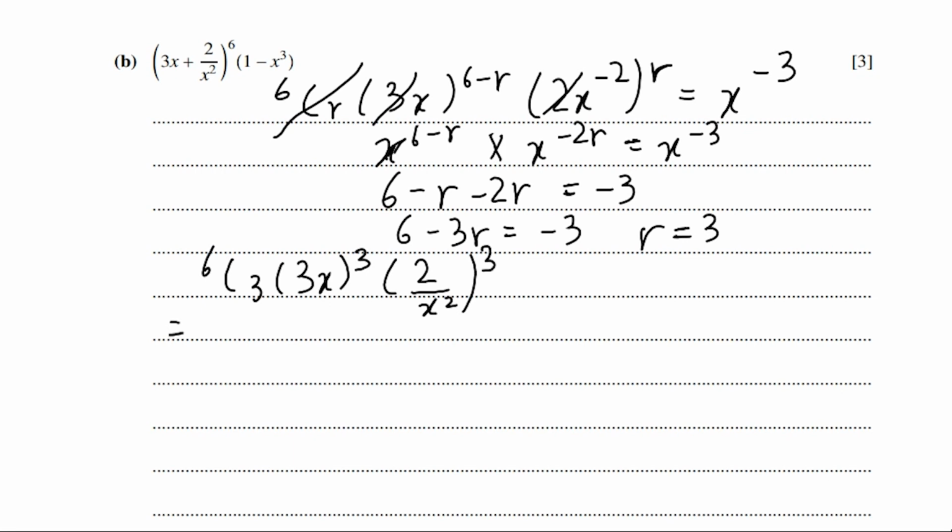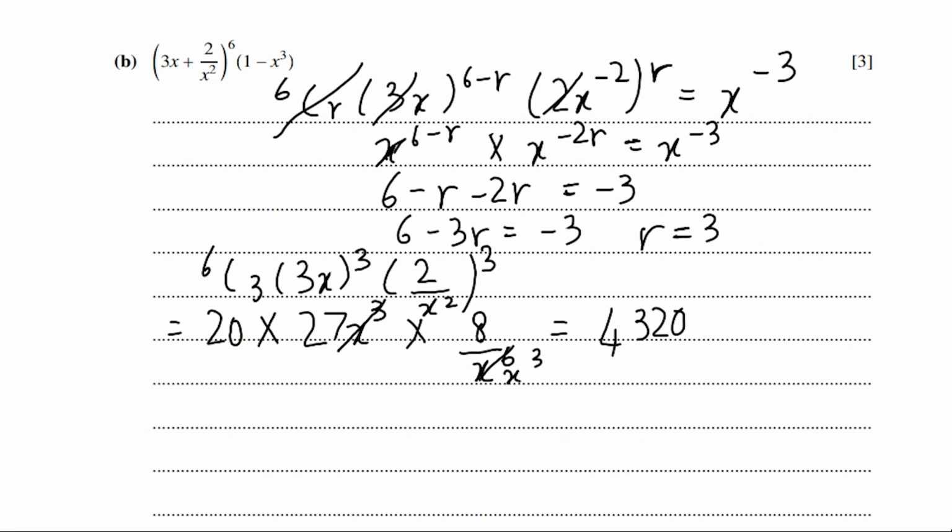Okay, so 6C3 is 20, multiplied by 3 raised to the power 3, which is 27, x cube, multiplied by 2 raised to the power 3, which is 8, upon x power 6. So 20 multiplied by 27 multiplied by 8 is equal to 4320, and the x power 3 will cancel out with x power 6 and we'll get x power minus 3, which is the answer. Okay, now we have to find a term independent of x.